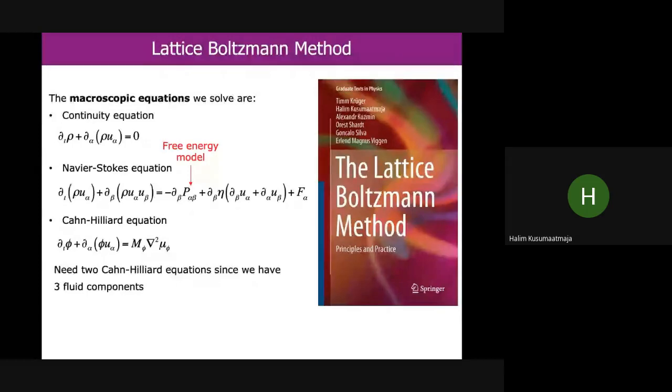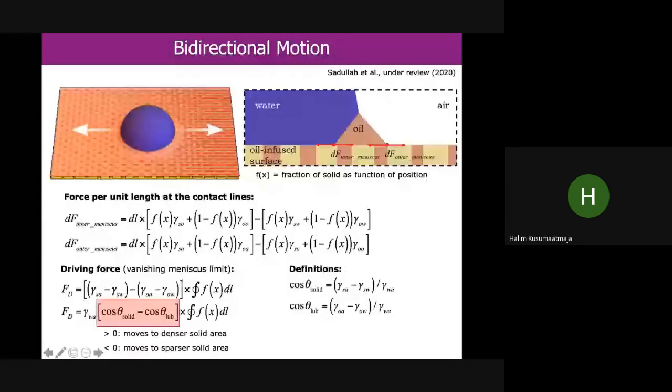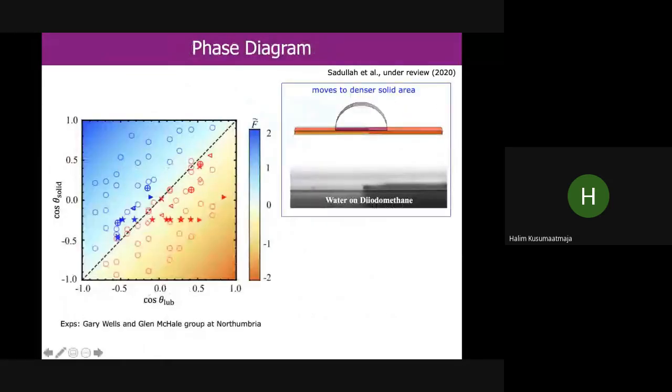So let me just show you the results very quickly. Remember that I told you this is the important prefactor that tells you the direction of motion. In this phase diagram, the y-axis is the wettability of the droplet on the solid, and the x-axis is the wettability of the droplet on the lubricant fluid. We have carried out a lot of simulations and also experiments. If you are in this blue region over here, our prediction is that you're going to move to the denser solid area. So this is the typical simulation that you can do.